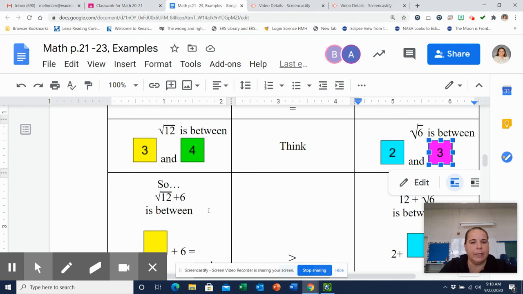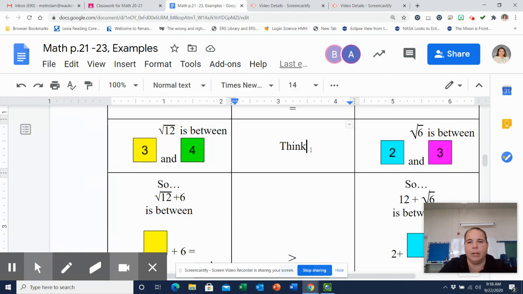So we can use that information. This is what we had to think about. That's why I put the word think. This is where maybe I should put number line in here. Think of a number line with perfect roots.